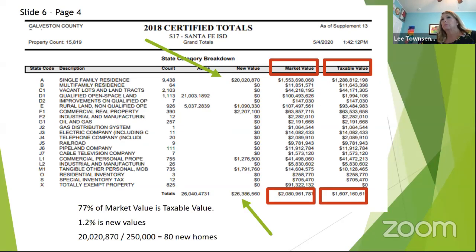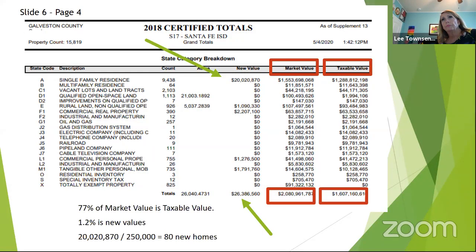So slide 6 also corresponds with page 4 of your documentation. This is the 2018 certified totals. And I'm only showing you this so we can compare the information between years. On the reports from GCAD, notice there's a market value column and a taxable value column. The exemptions and the ceilings and the 10% ceiling, that's the difference between the two columns.